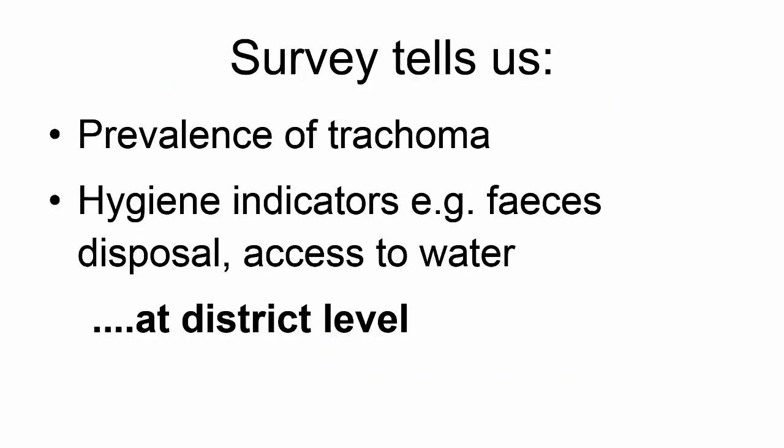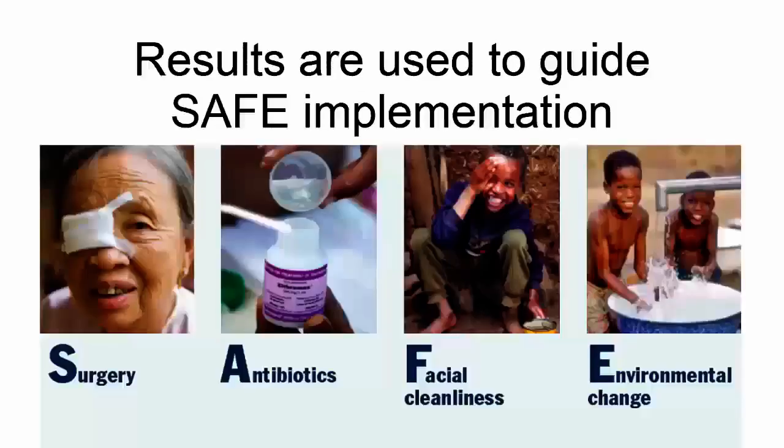So this population-based trachoma prevalence survey tells us about the prevalence of trachoma and also gives information on hygiene indicators. And this is collected at district level. And this information is then used to guide the SAFE implementation. For example, in populations with trachoma prevalence in children aged 1 to 9 years of over 30%, WHO recommends that the SAFE strategy is implemented for at least 5 years before the prevalence is assessed again. So prevalence data are key for making decisions about what elements of the SAFE strategy should be implemented for how long.